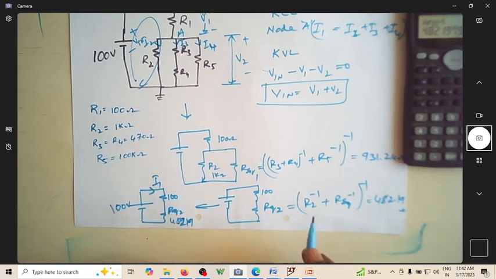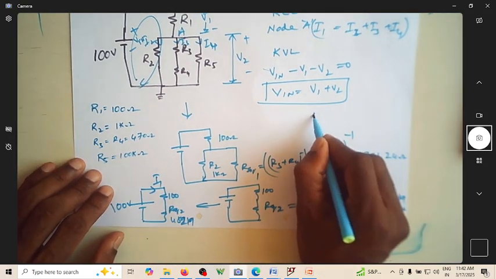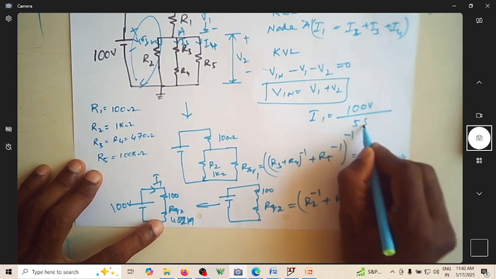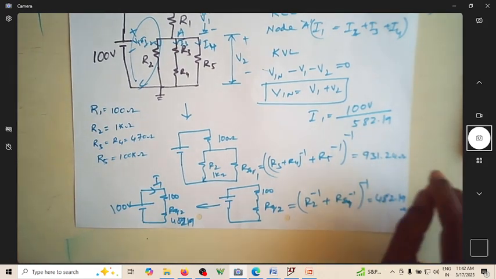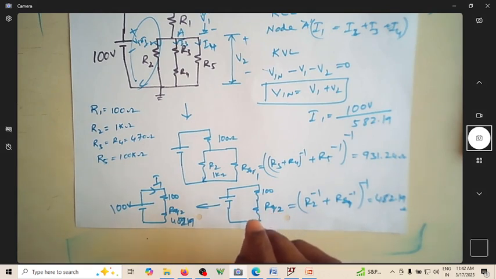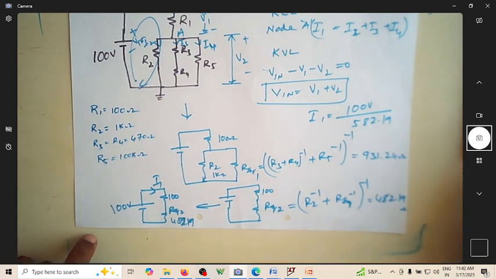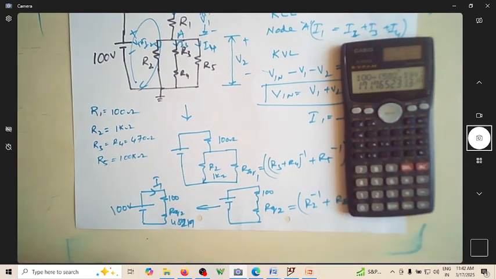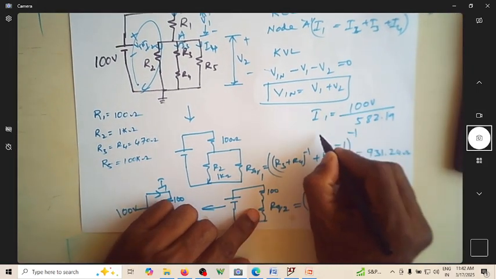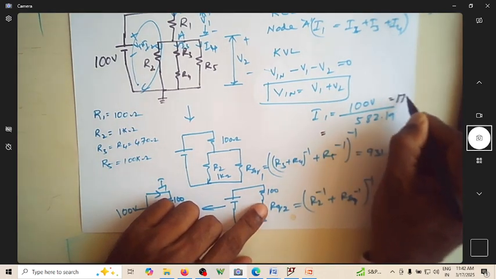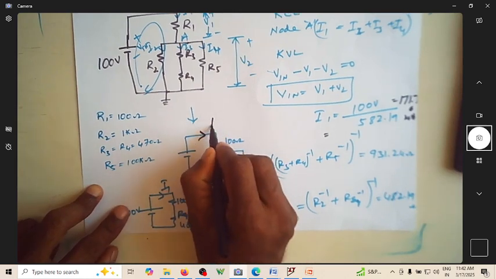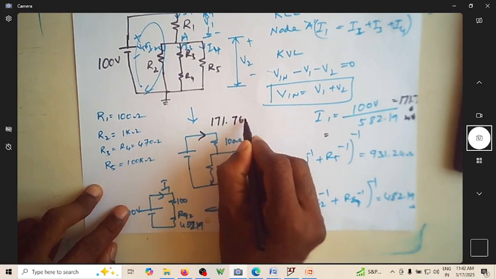So this is your I1. How much is I1? I1 you can write as 100 volt divided by 582.19 ohm, which happens to be a current of 100 divided by 582.19. So I1 is 171.76 milliamperes.